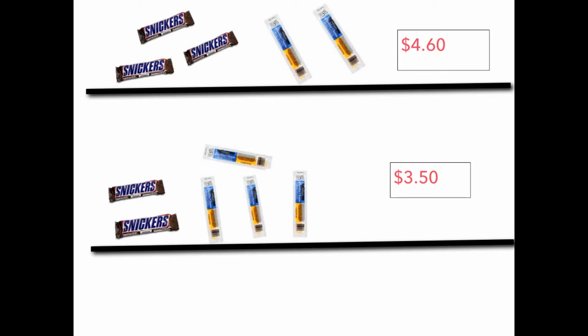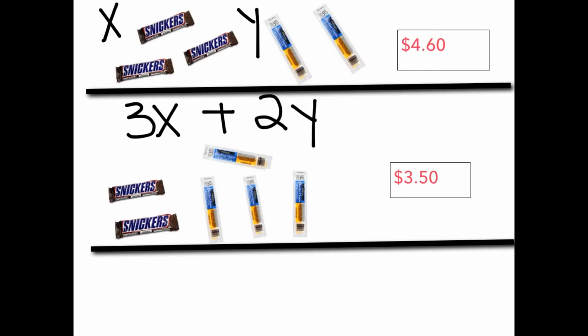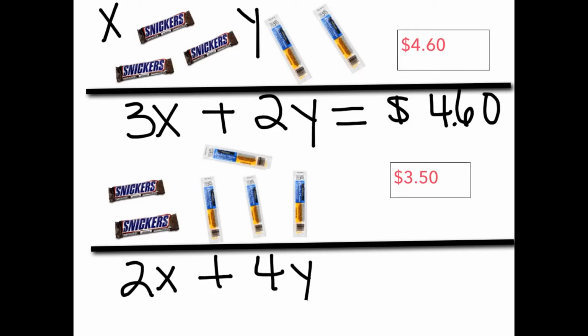We want to first identify our variables. So we're going to use X for the Snickers bars and Y for the cheese sticks. So we had 3 Snickers and 2 cheese sticks and it cost us $4.60. Oops, put that in the wrong spot. Then the next day we got 2 Snickers bars and 4 cheese sticks and it cost us $3.50. So there we have one equation, two equations. So we translated a word problem and got two equations, or we got our system of equations.